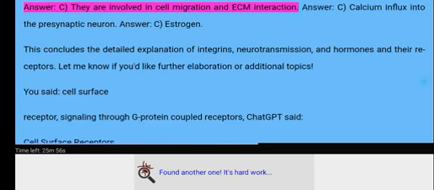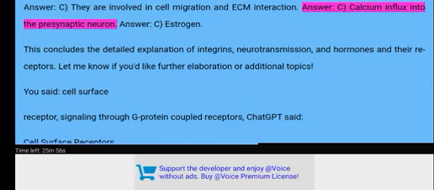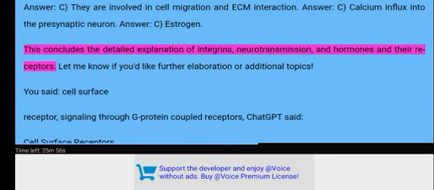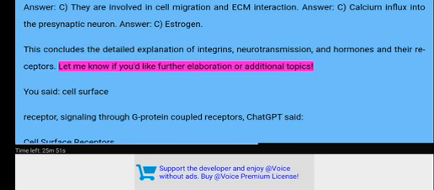Answer. C. They are involved in cell migration and ECM interaction. Answer. C. Calcium influx into the presynaptic neuron. Answer. C. Estrogen. This concludes the detailed explanation of integrins, neurotransmission, and hormones and their receptors. Let me know if you'd like further elaboration or additional topics.